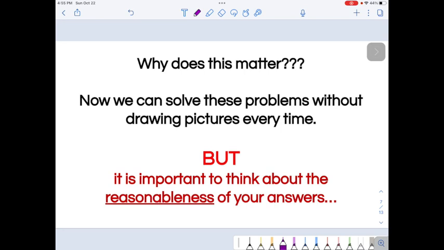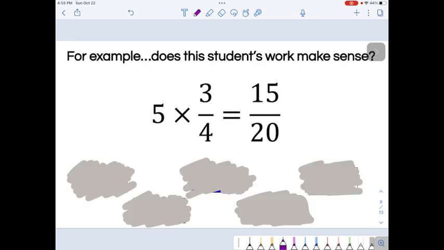So we can solve these problems without drawing pictures every time, but it is important to think about the reasonableness of your answers. For example, students tell me this all the time. 5 times 3/4 equals 15/20. Does this student's work make sense? I can see that they said 5 times 3 is 15, and on the bottom, 5 times 4 is 20. Do you see how they got the answer, 15/20?